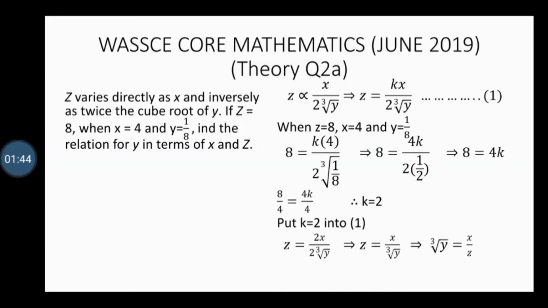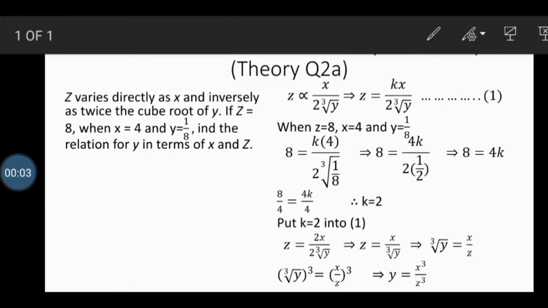Now we want to make y the subject. That's from the question. So you interchange the positions of z and cube root of y, which will give us cube root of y is equal to x over z. Now how do we make y the subject? We make y the subject by raising both sides of the equal sign to an index or a power of 3 to get rid of the cube root sign, which will then give us y equals x cube over z cube.